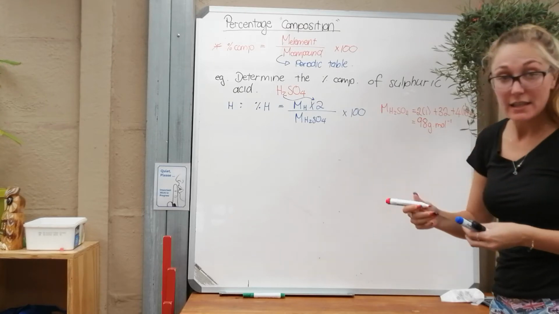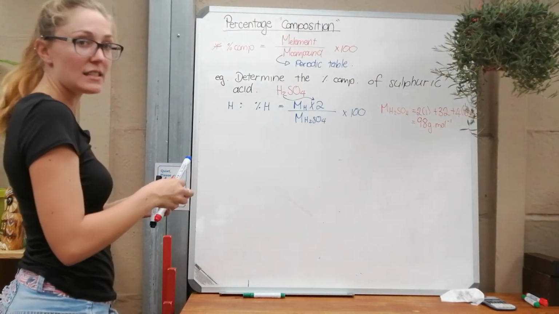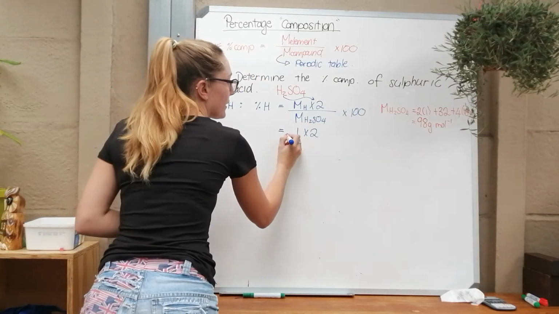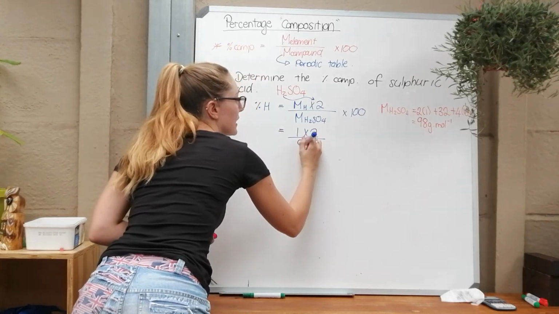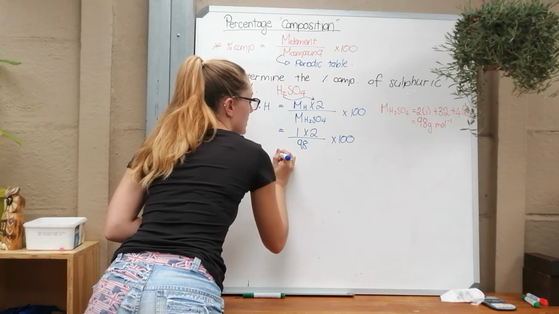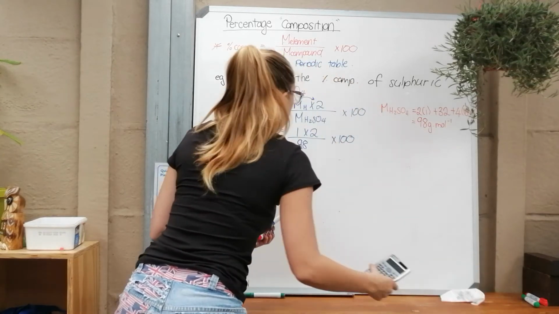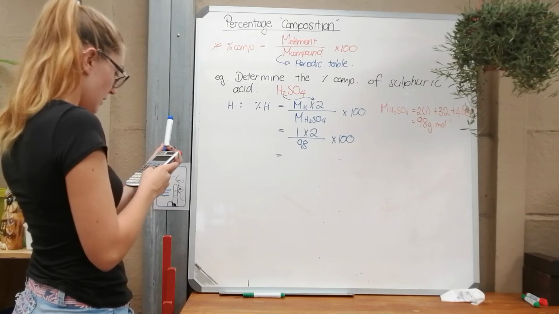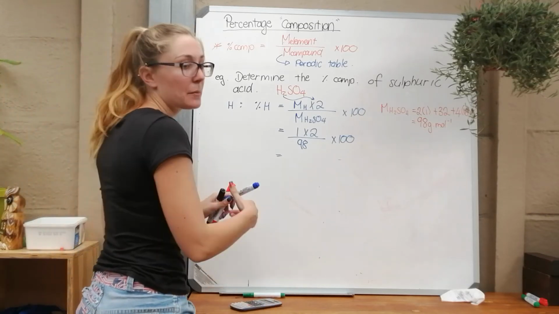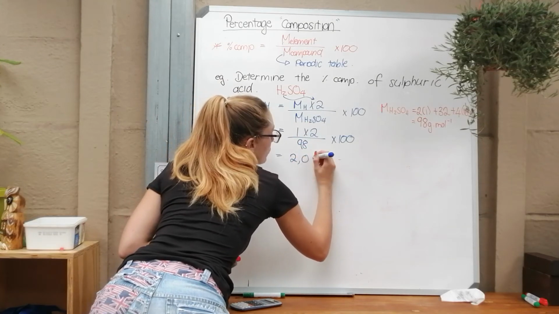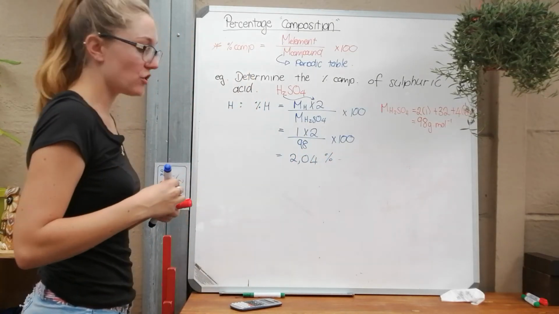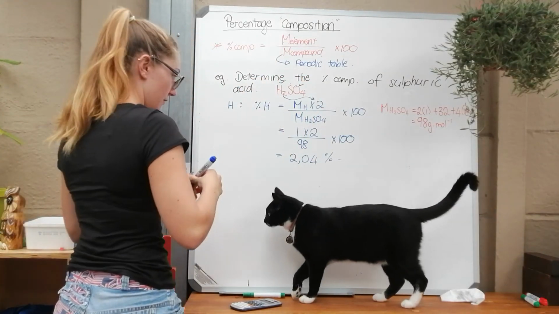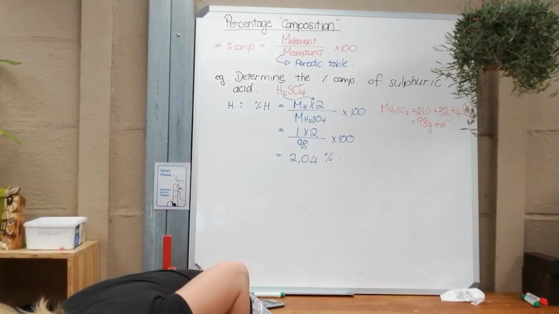Now we stick that into the equation. The percentage hydrogen is equal to 1 times 2, the molar mass of hydrogen, over the molar mass of our whole compound, 98, times 100. We get 2 divided by 98 times 100, which is 2.04%. Remember, 2 decimal places. So we've got 2.04% for hydrogen. Next up, we've done hydrogen. We must do sulfur, and we must do oxygen.